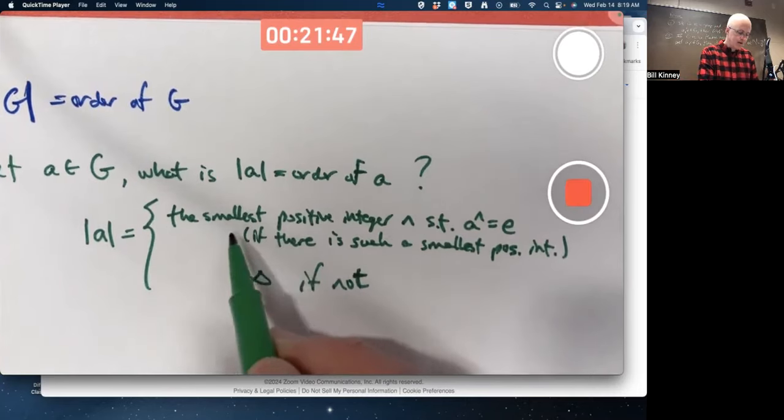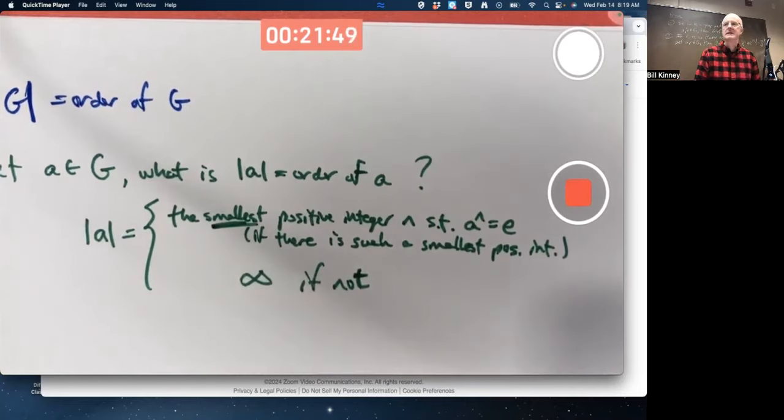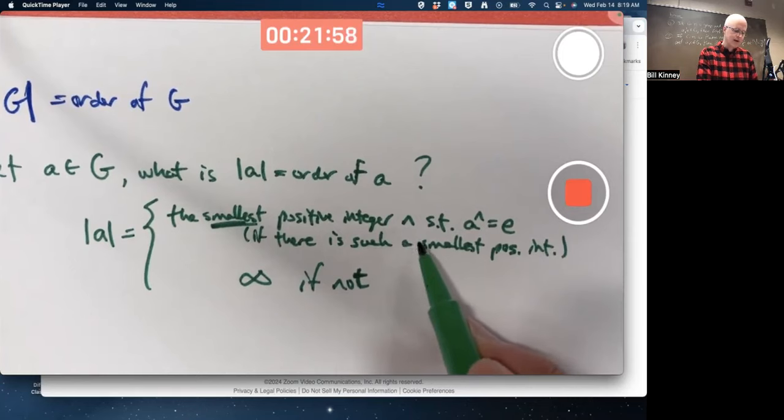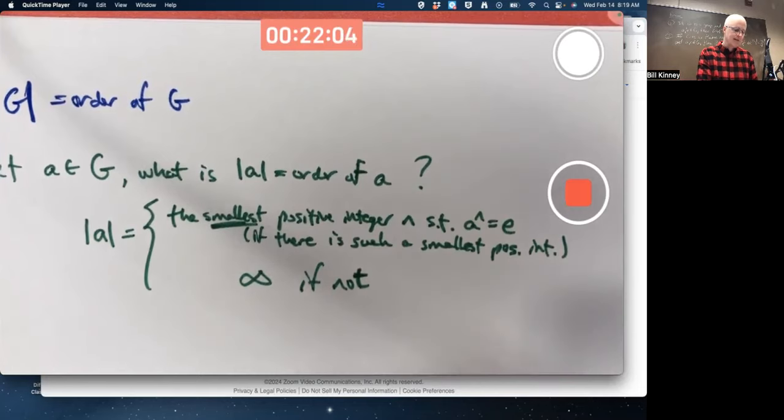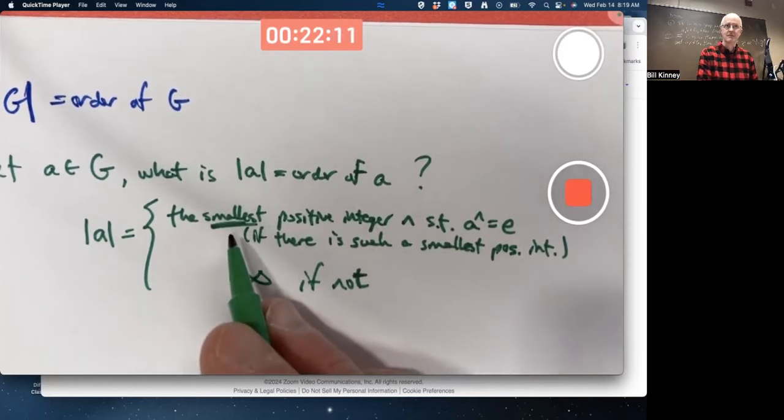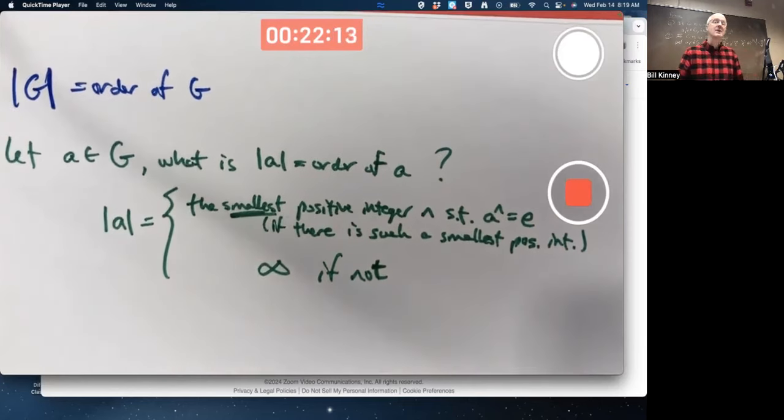It's very important that you focus on this word smallest positive integer. The order of A is the smallest positive integer such that a to the n equals the identity if there is such a smallest positive integer. Infinity if there is not such a smallest positive integer. That's essential. All right, let's look at some examples.